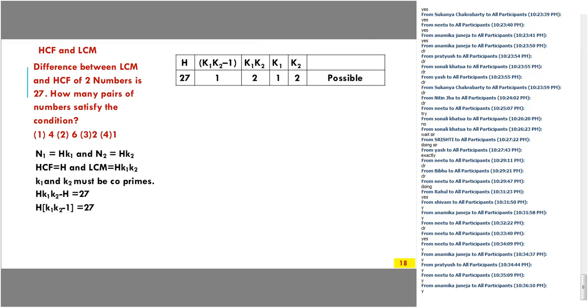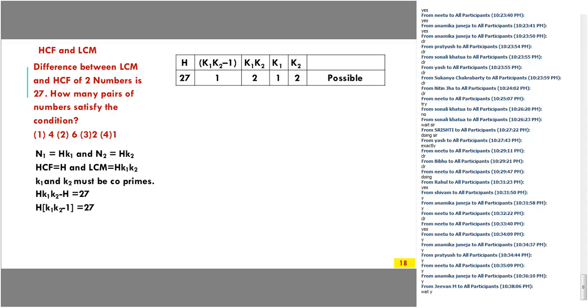Now, I'm writing 27 into 1, 2. K1, K2 is 2. K1 can be 1, K2 can be 2. Possible or not? Tell me. Priyanka, K1 is 1, K2 is 2. Is it possible or not? K1 as 2, K2 as 1 gives the same numbers, right? If you write K1, K2 as 1 and 2, what are the numbers? 27 and 54, right?